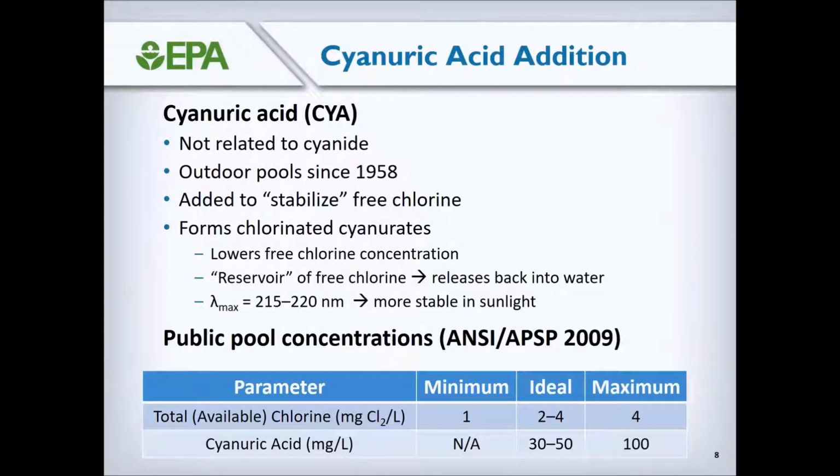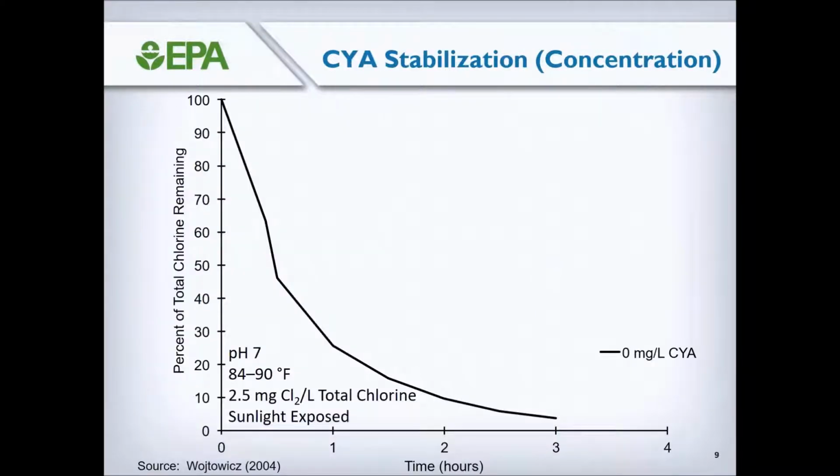And just as a reference point about how much chemicals are typically added to outdoor pools, typical recommendations are between 2 and 4 milligrams per liter of total chlorine, and then 30 to 50 milligrams per liter of cyanuric acid is common. And so just to highlight what I was talking about, this graph shows the stability of 2.5 milligrams per liter of total chlorine exposed to sunlight with varying doses of cyanuric acid. So the y-axis is the percent of total chlorine remaining, and the x-axis is time in hours.